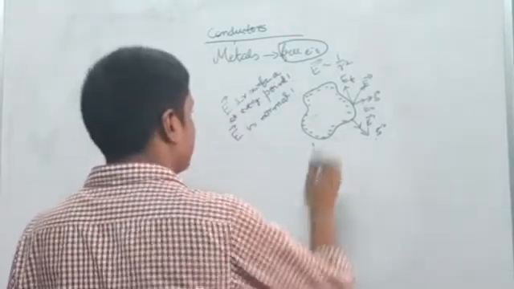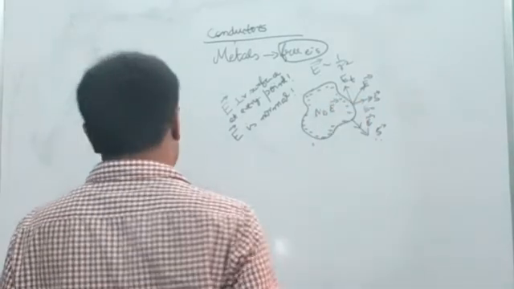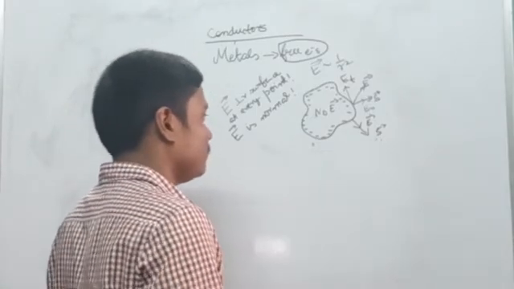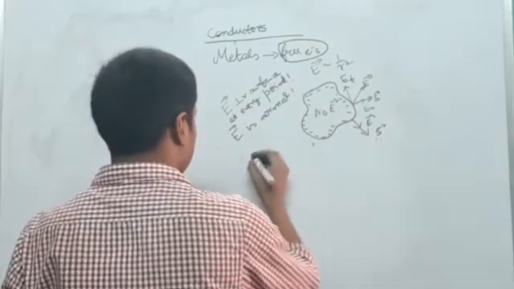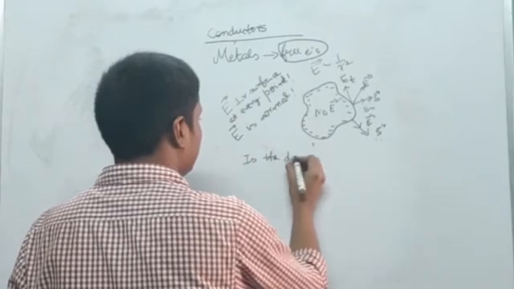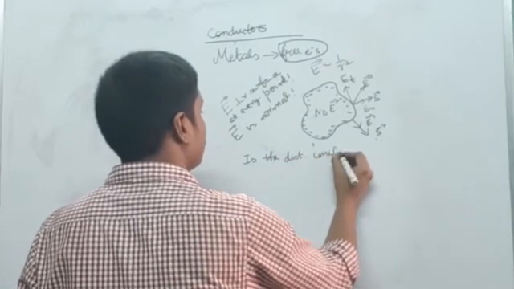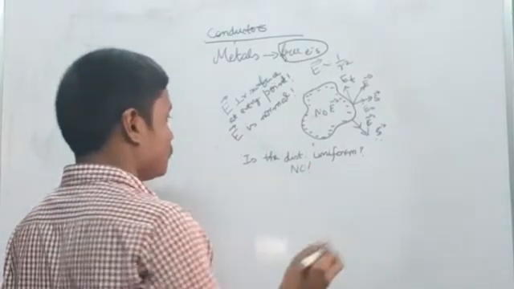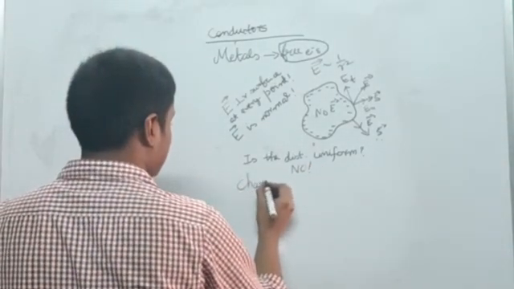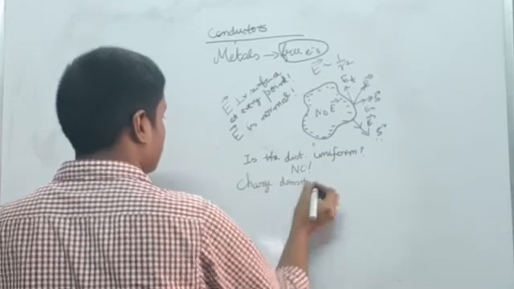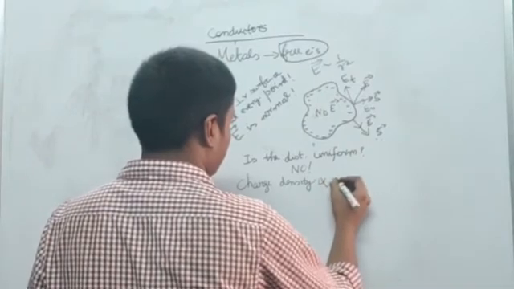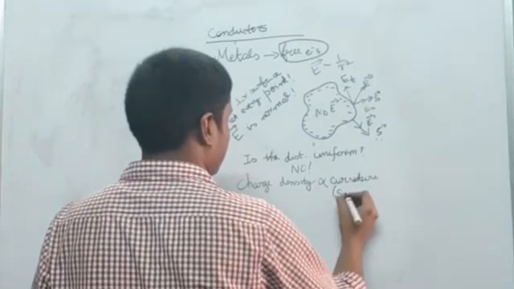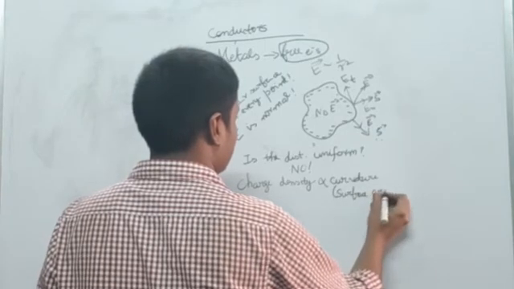Now, we have said that there is no E field inside. So what about the distribution of the charges on the surface? Is the distribution uniform? The answer is no, it is not uniform, because the charge density is proportional to the curvature, or basically inversely related to surface area.